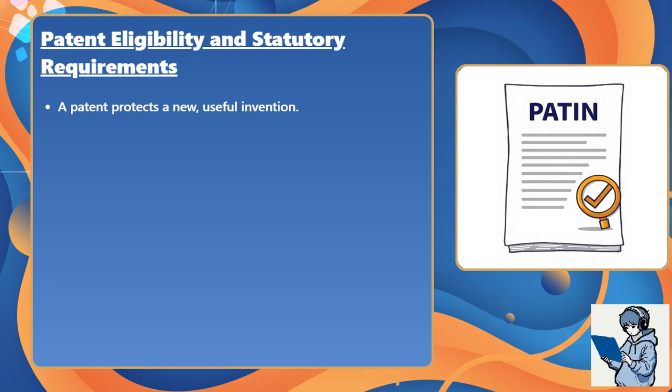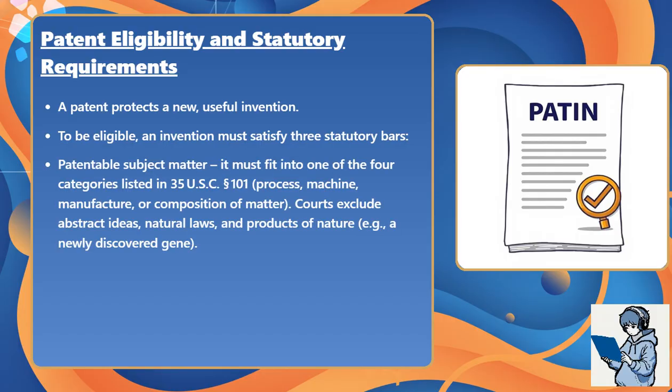A patent protects a new, useful invention. To be eligible, an invention must satisfy three statutory bars. Patentable subject matter: it must fit into one of the four categories listed in 35 United States Code Section 101: process, machine, manufacture, or composition of matter. Courts exclude abstract ideas, natural laws, and products of nature, for example, a newly discovered gene.